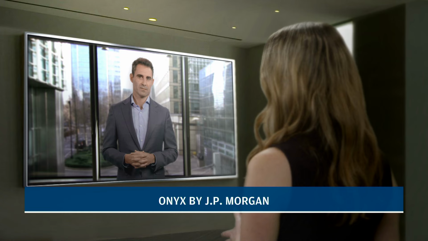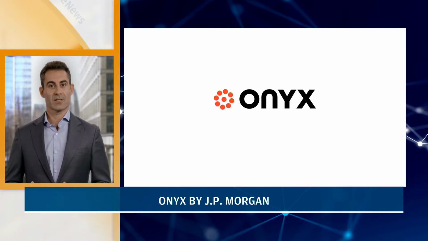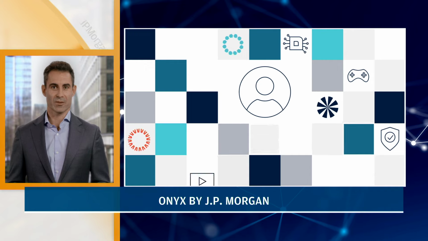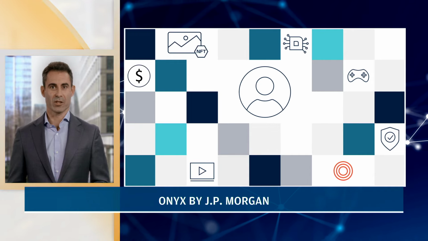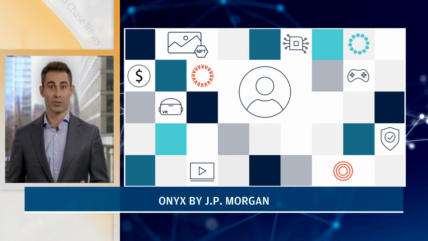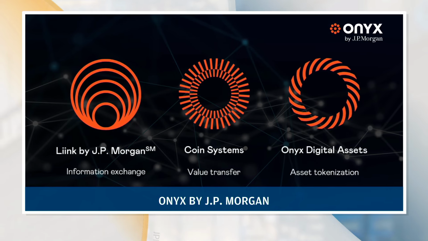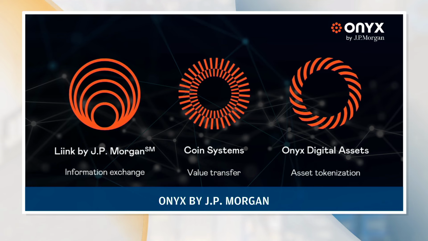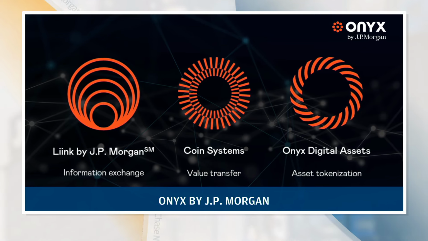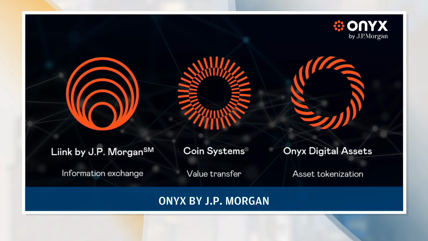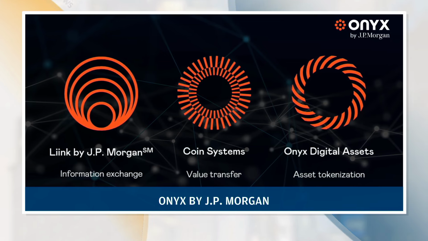To wrap up, you lead the firm's product development for blockchain-based solutions with the Onyx organization. What is Onyx, and how is the firm thinking about its Web3 strategy and specific initiatives? So Onyx is JPMorgan's blockchain-based business unit. Within Onyx, we focus on building new applications, new infrastructure, and new solutions leveraging blockchain technology. And we've actually launched 3 networks in production. Our Link network, which is focused on information exchange, our JPMorgan Coin Systems network, which is focused on value transfer, and finally, our Onyx Digital Assets platform, which is focused on the tokenization of traditional assets.